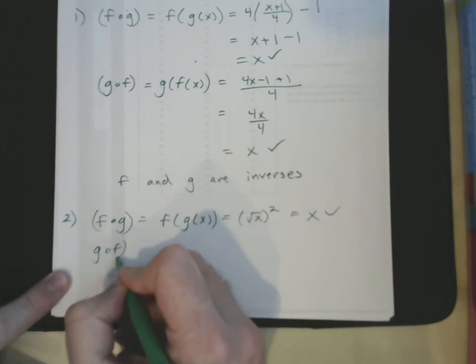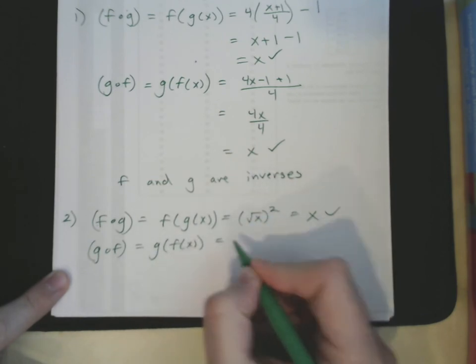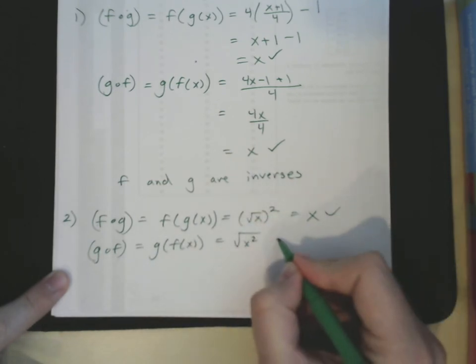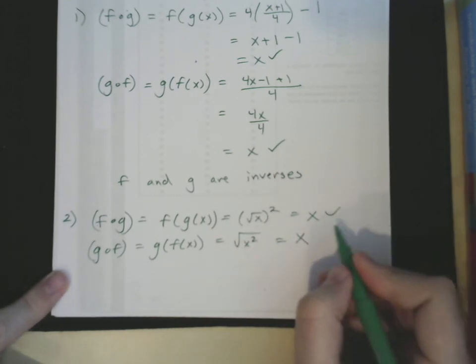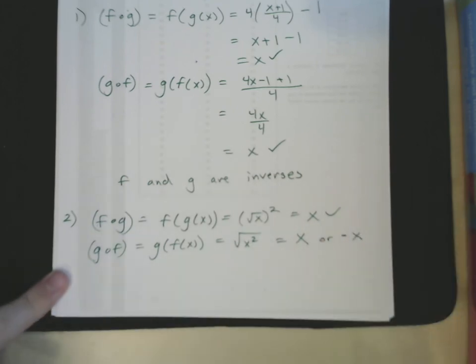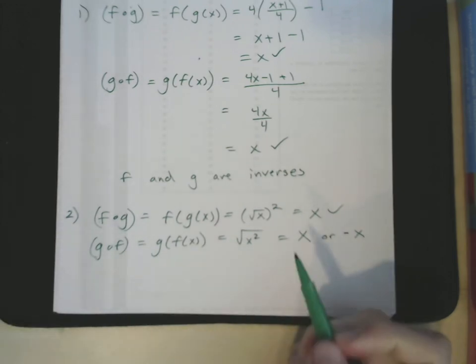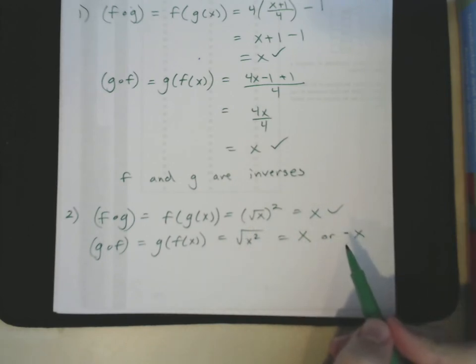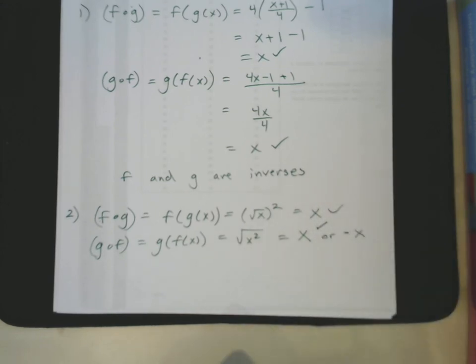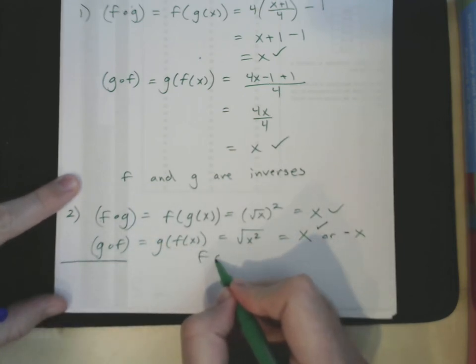And g circle f equals g of f of x, so the square root of x squared. We know again, the square root of a square gives us x or negative x. Remember in chapter 10, maybe it was 11, they're bleeding together, but in the last chapters, when we square root now, we have 2 answers. So this is good enough for our purposes. So they are inverses. F and G are inverses.